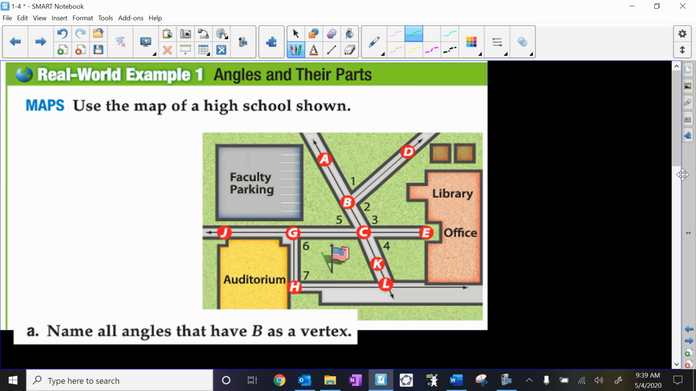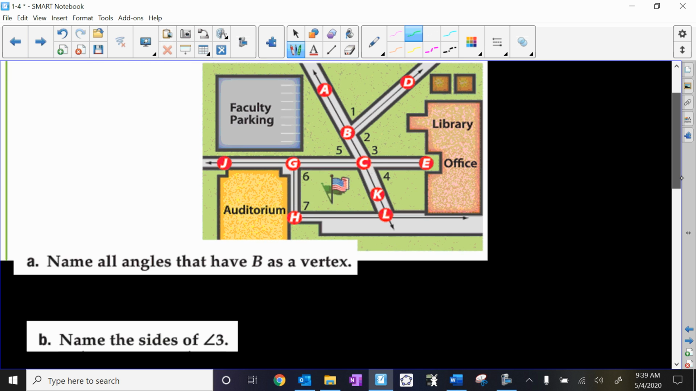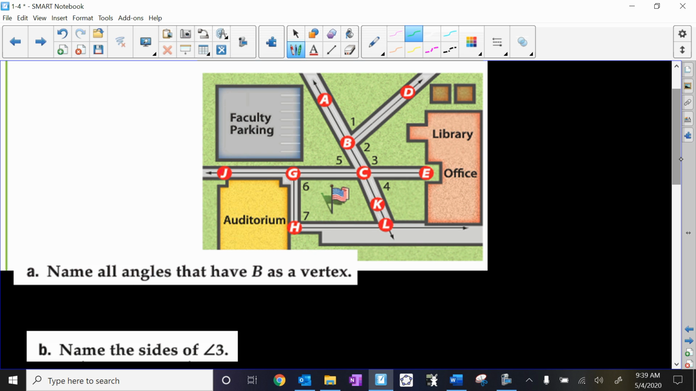Some examples that are associated with this, name all angles that have B as a vertex. There are 2 of them. You can use 3 points or you can use numbers. I'm going to use numbers. So I'm going to say that angle 1 or angle ABD, you could have also named it that way, or angle DBA. And then the other one would be angle 2. So angle DBC or DBK, DBL, you could use any of those points on that ray since they're all the same. Those would be the 2.